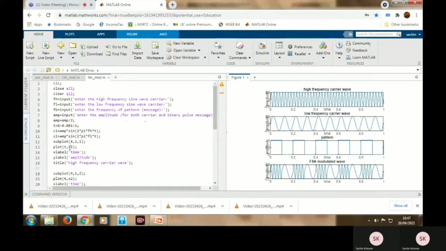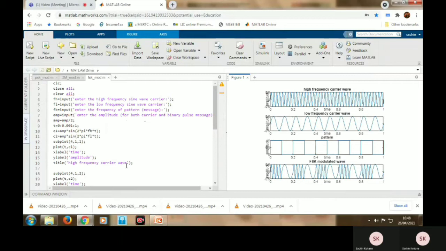Here we are plotting the C1 signal. C1 is the high frequency carrier signal, so we are plotting the high frequency carrier signal with respect to time. For the x axis we are giving the name time, and for the y axis the name amplitude, by using the keywords xlabel and ylabel. These names you can see in the graph: time and amplitude. And the title that we are giving is high frequency carrier wave.